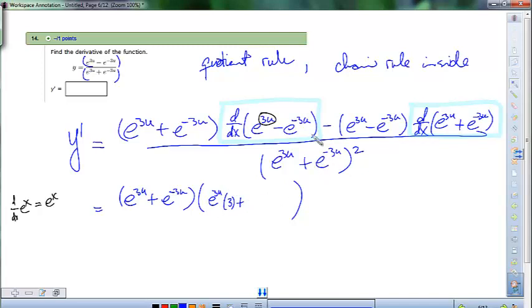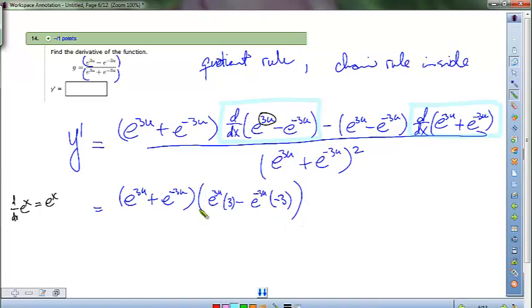plus, now the second one is going to be, oops, this should be a minus, and this is going to be e to the negative 3u, and then by the chain rule we need to take the derivative of the inside, and the inside is technically negative 3u, and the derivative of negative 3u is negative 3. Alright, so that's that first one. That's a derivative already figured out.